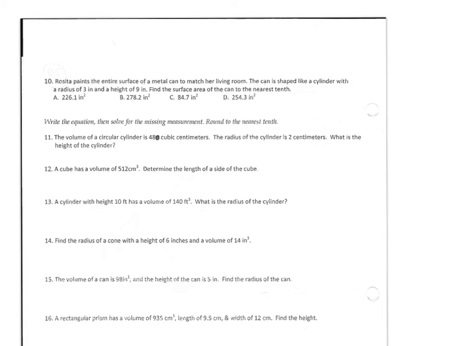So that final one, it says you've got a cylinder that's being painted. Rest of it really doesn't matter. We know that we need the surface area of the can to the nearest tenth. If you recall, if you don't, you can go back and look that up, or I'm about to give it to you. Surface area of a cylinder is pi d h.